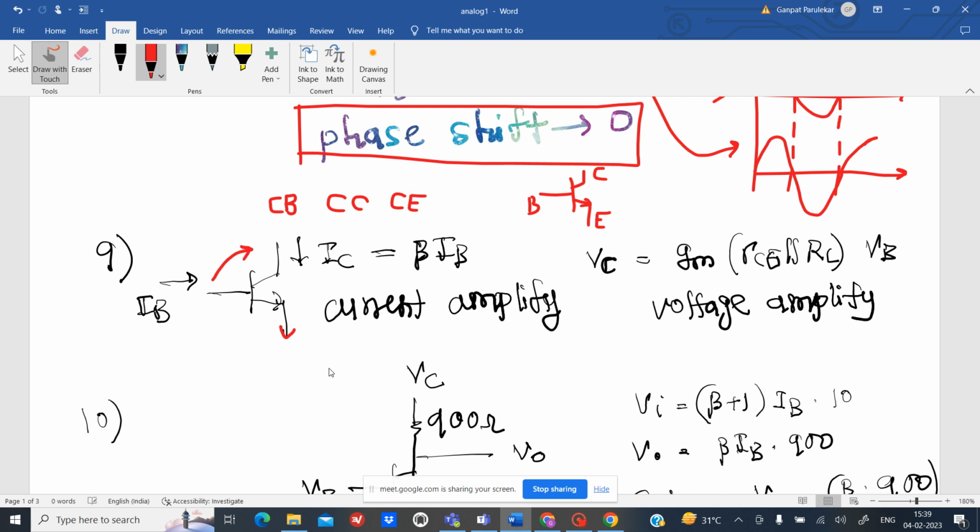Okay. Now we will see one by one. So let's say first I consider the common base configuration. As I told you, in common base configuration, the base will be at some DC voltage, and there will be signal transmission from emitter to collector. So when signal is transmitting from emitter to collector, what will happen? What is the relation of current, that is IE and IC? So IE is nothing but is equal to beta divided by 1 plus beta into, just wait.